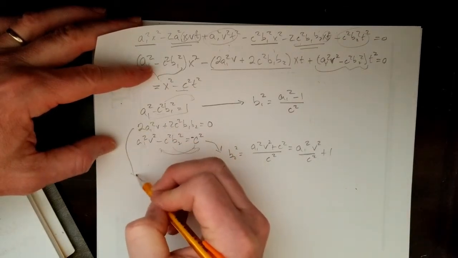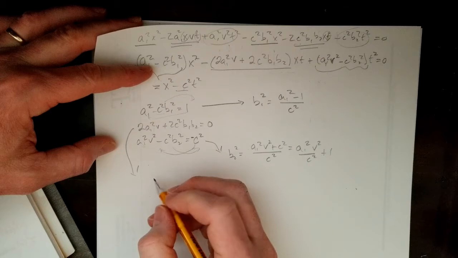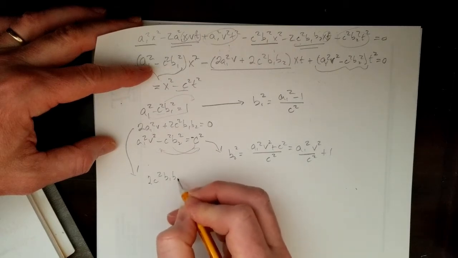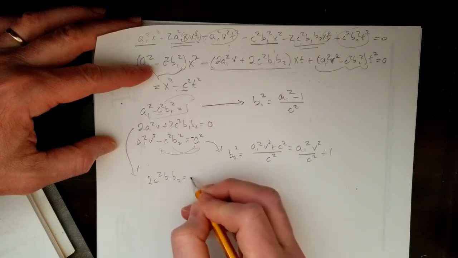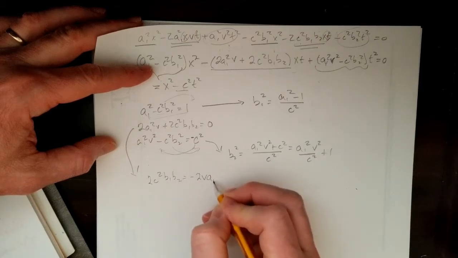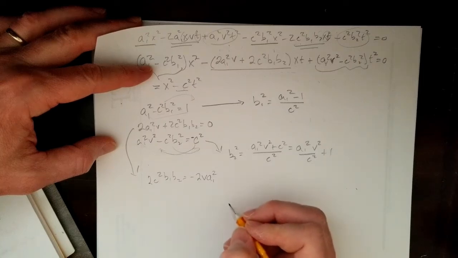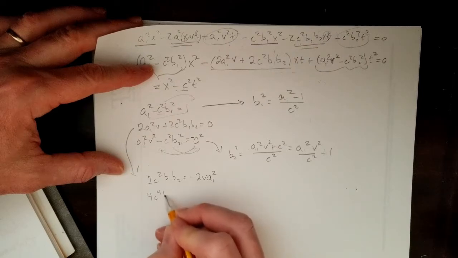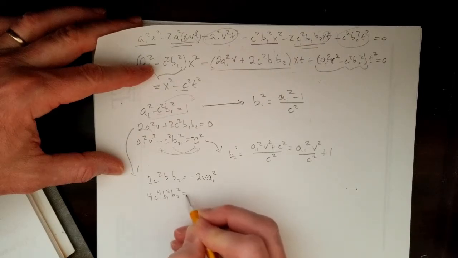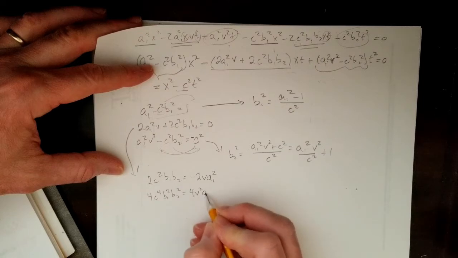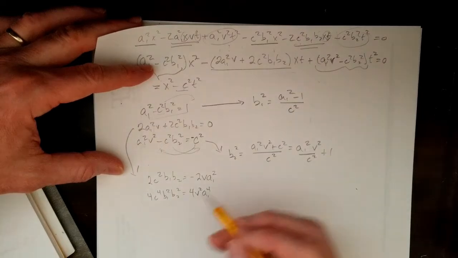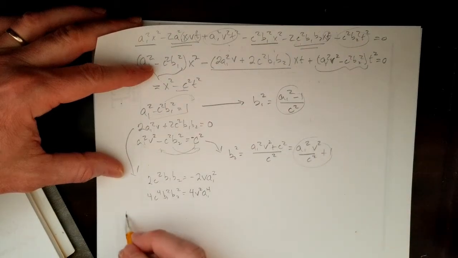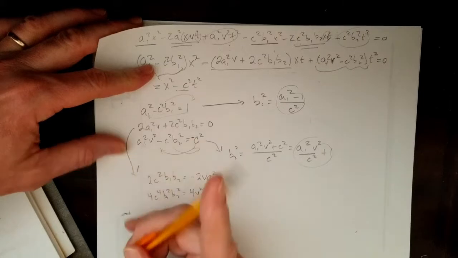And then from this equation here, we have 2c squared b1 b2 equals negative 2v a1 squared. If we square both sides, we get 4c to the fourth b1 squared b2 squared equals 4v squared a1 to the fourth. We have a formula here for b1 squared. We have a formula here for b2 squared, so we'll plug those in. So I have 4. Actually, the 4's cancel out, so good on us.